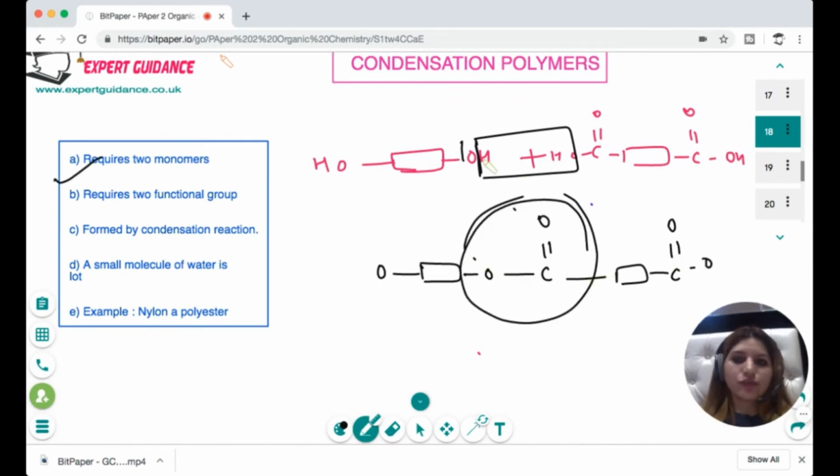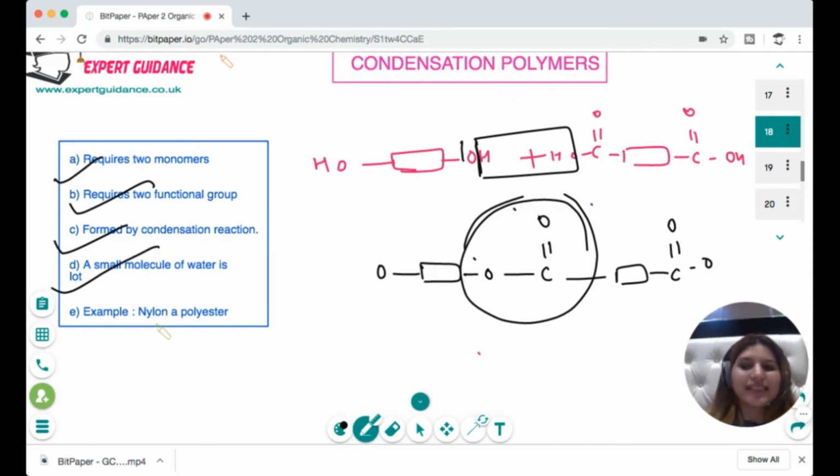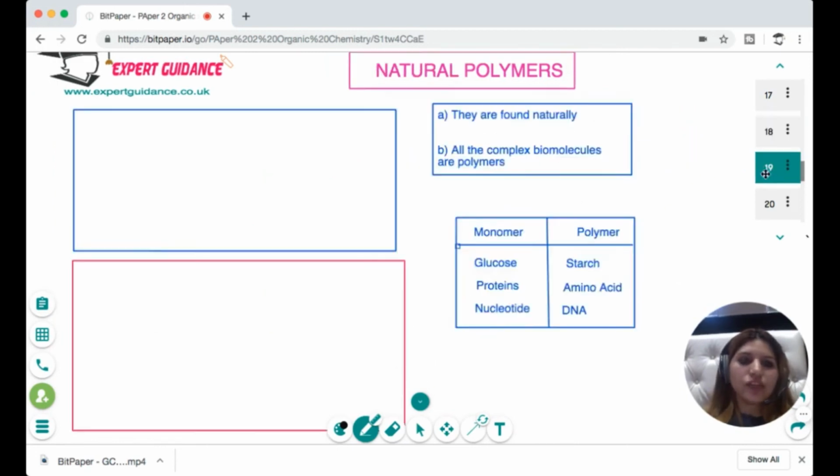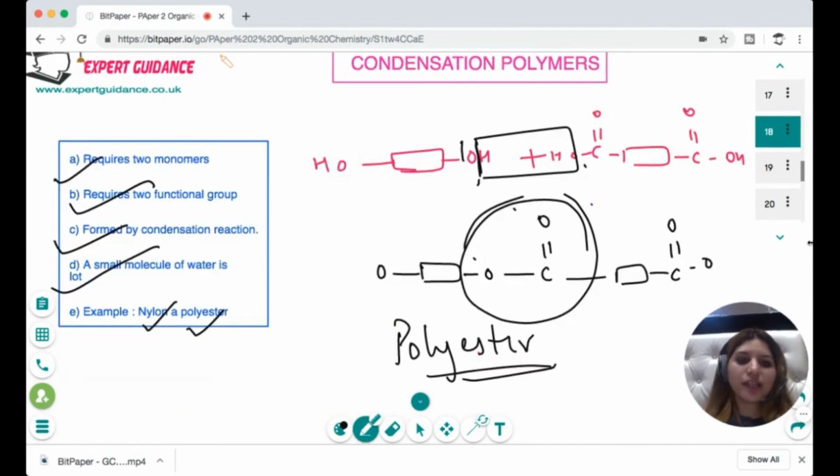So we have two functional groups facing each other. We have removed a molecule of water. A small molecule like water is lost, for example nylon or polyester. This is between alcohol and carboxylic acid, so this is a polyester. An example is nylon. Okay, so this is the difference between addition and condensation polymers. Addition requires one monomer. Condensation requires two monomers or two functional groups. In addition, nothing is lost. Here, a small molecule is lost. Addition polymers are formed by addition reaction. Condensation polymers are formed by condensation reaction.